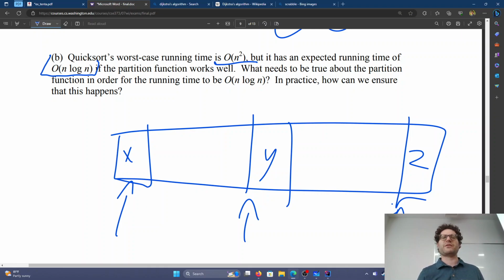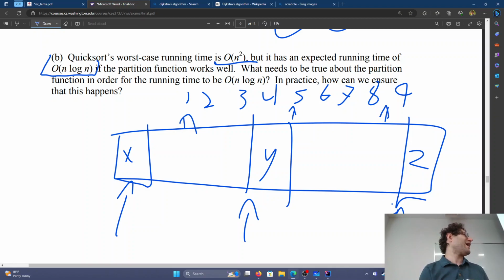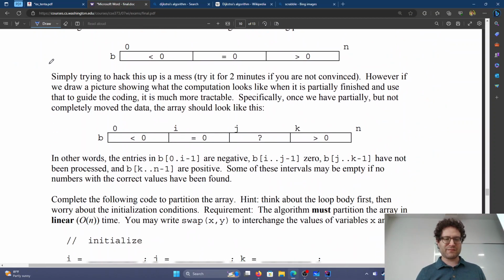If you think about it from the sorted perspective, if I've got 1, 2, 3, 4, 5, 6, 7, 8, 9, doing that ensures that 5 becomes the pivot, and now we get back into a clean quicksort. It helps. Okay.